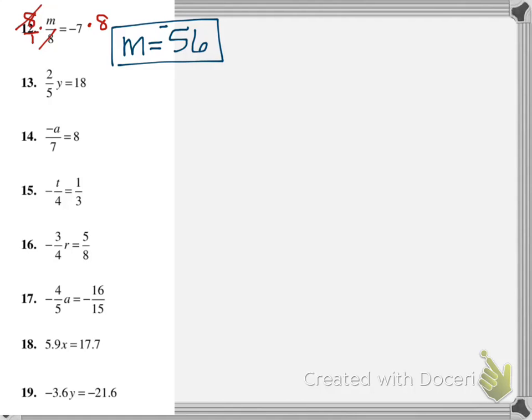Okay, let's now look at, how about number 16? I'm going to come over here and make it a little bit bigger so it's easier to read. Negative 3/4 r equals 5/8. Well, you can think of it as a multiplication problem, negative 3/4 times r, and you would have to divide, but you're talking about dividing by a fraction. So these are the types of problems that I think it's easier to use the multiplicative inverse.